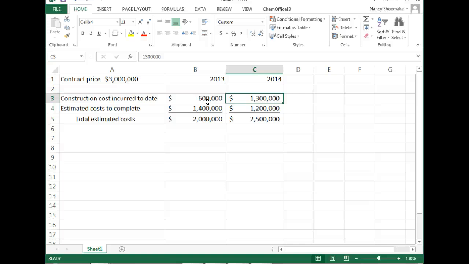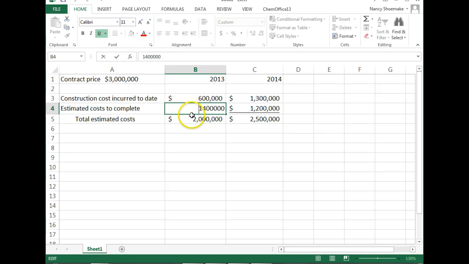Okay, think about these are the estimated costs to complete. Right now in 2013, because it's going to take us a couple years, we're anticipating our cost to be 1,400,000. We're constantly revising. Do you hear the word estimated? Estimated. We never always know.